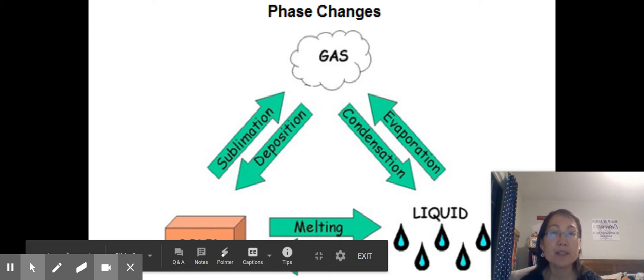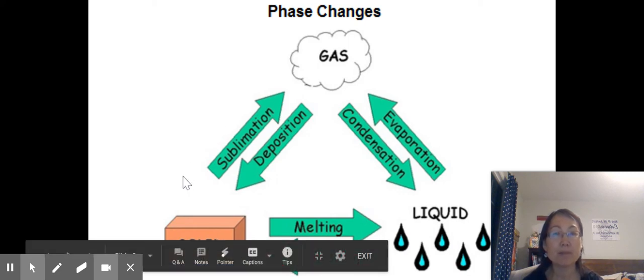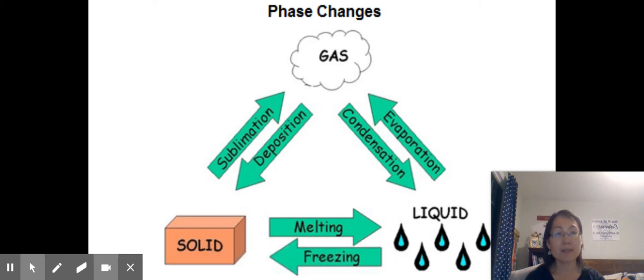There are two other processes. One is called sublimation. Sublimation is a process where a solid directly becomes a gas. It does not go through the liquid phase. A very typical example is dry ice. Not sure if you ever played with it. Dry ice is basically solid carbon dioxide, and it can change to gas. People use it during Halloween.